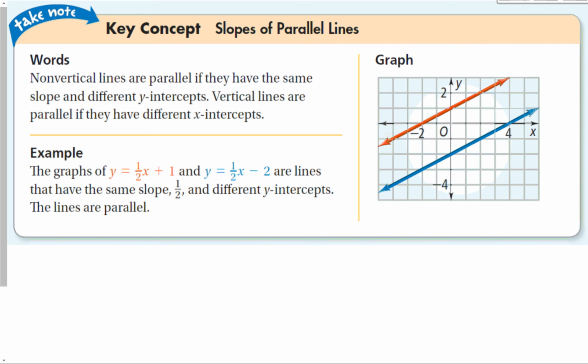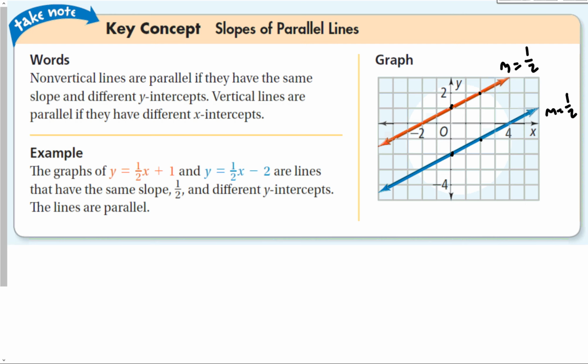So, non-vertical lines are parallel if they have the same slope and different y-intercepts. So you can see the red and the blue one have the same slope, up 1, right 2, so it has a slope of 1/2, right? Rise over run. And so does the blue one. So because they're rising at the same rate as they're going right, the red one's going to keep going up and right, the blue one's going to keep going up and right. They are never going to cross because they have the same slope. Okay? But they have different intercepts. This intercept is 1, this intercept is -2.